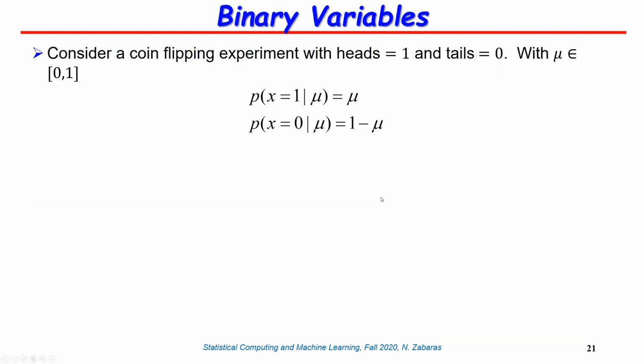Okay, so let's move to some other random variables, and I'm going to start with the discrete setting. I'm going to introduce a binary variable.